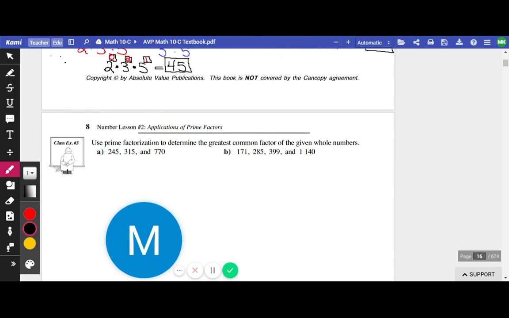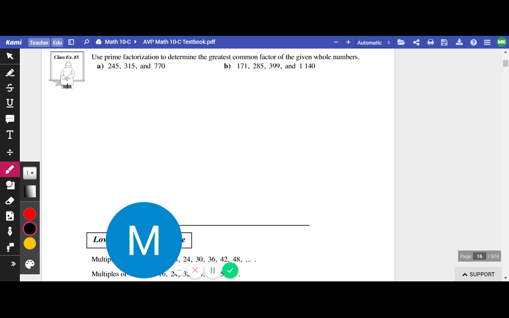I'll let you try this one. So I'll give you a little bit of time. 245, 315, and 770. If you also want to try B, feel free. There's just bigger numbers, and there's 4 of them. But I want everybody to try A. And I'll also put my answer for A up on the board.